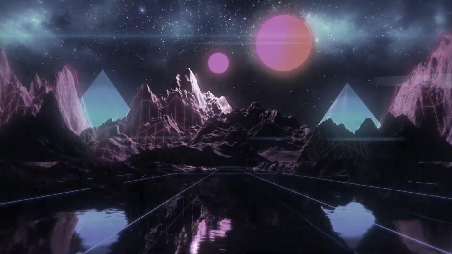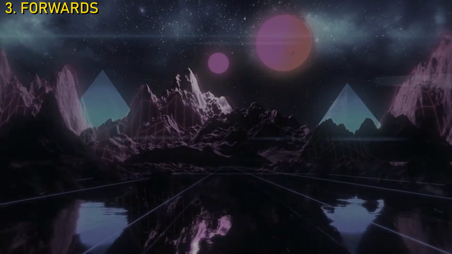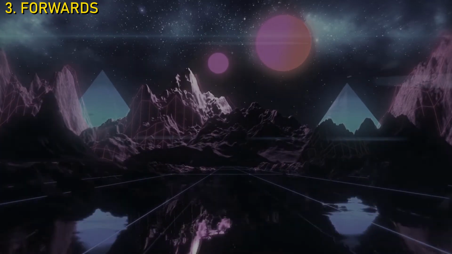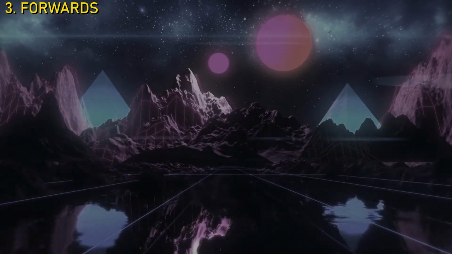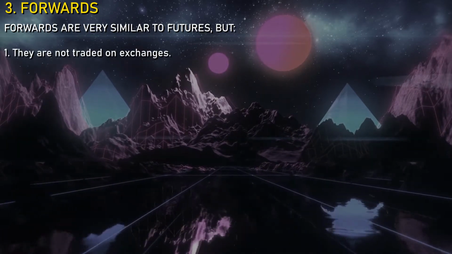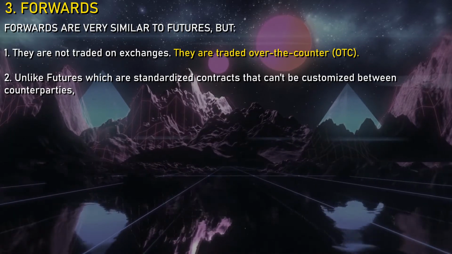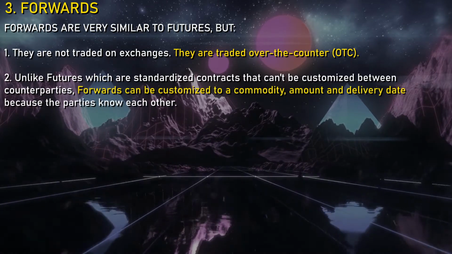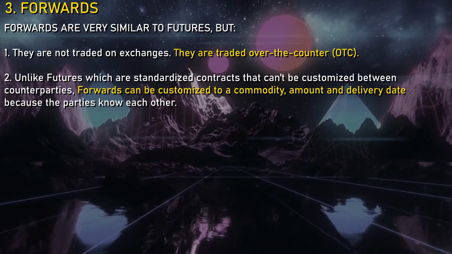Now let's move on to the next type of derivatives, called forwards. When I talked about futures, I mentioned that the parties don't meet and don't know each other because the contracts are traded on an exchange. This distinction is important because forwards are very similar to futures, but they are not traded on exchanges, they are traded over the counter. Unlike futures, which are standardized contracts that can't be customized between counterparties, forwards can be customized to a commodity, an amount, and a delivery date, because the parties know each other.